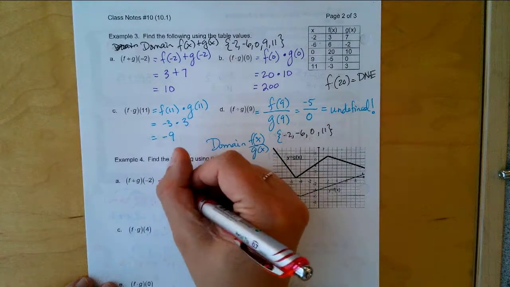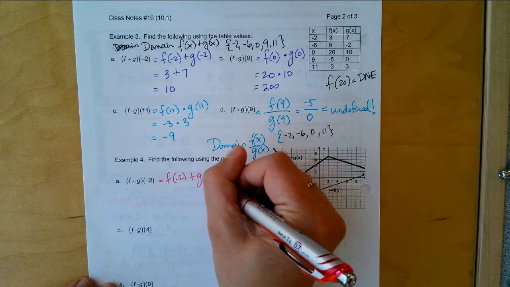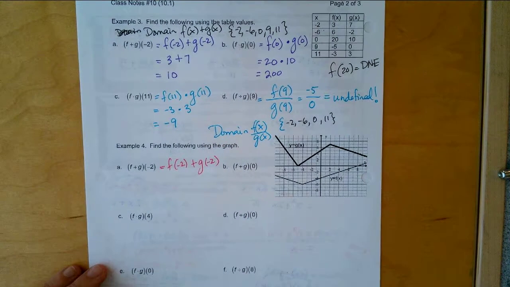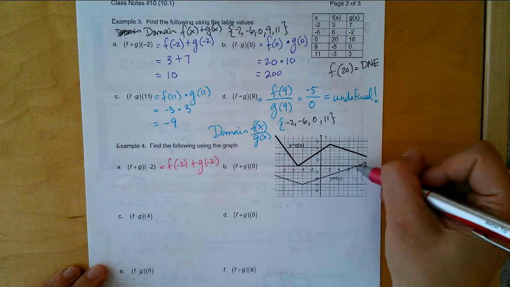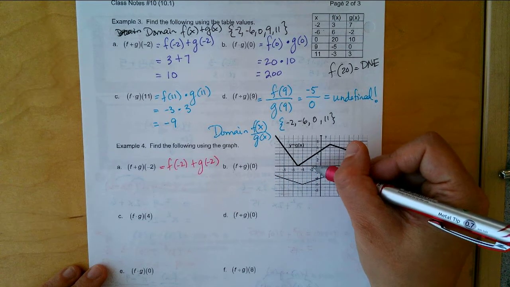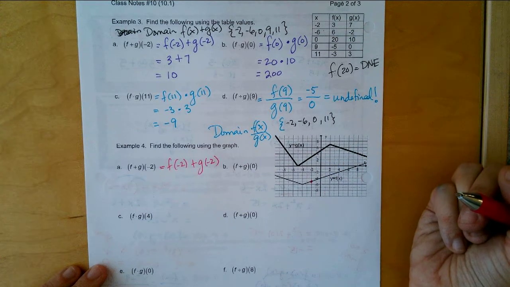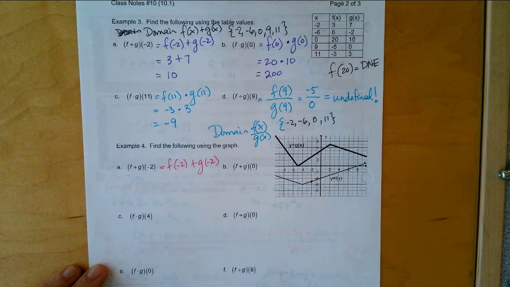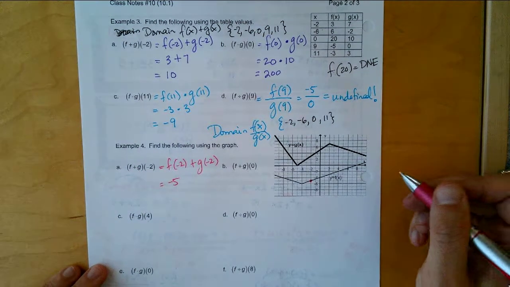This one is going to be f of -2 plus g of -2. So to find f of -2, how would I do that? Yes, I go to this line, which is y equals f of x, and then I go to x equals -2, go down to the graph, and who can tell me what that value is in that ordered pair? -5, good. So f of -2 is equal to -5.